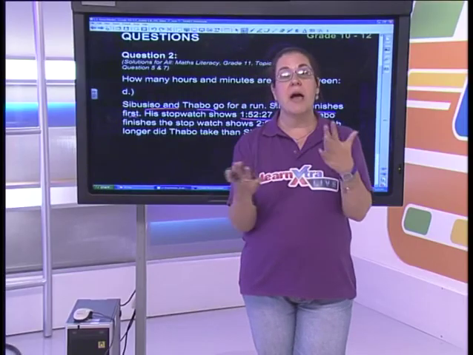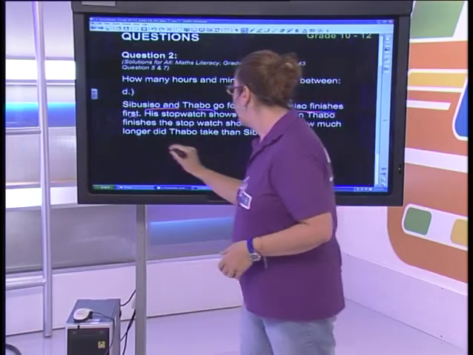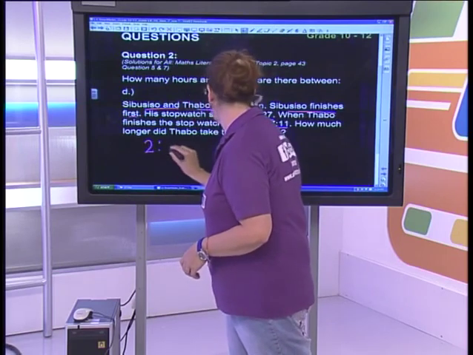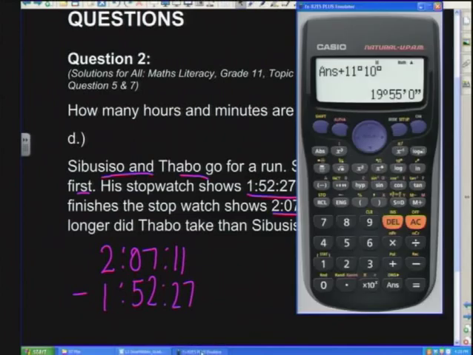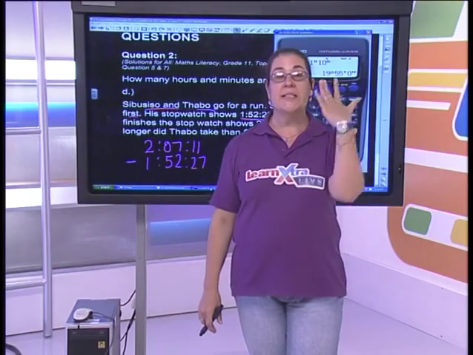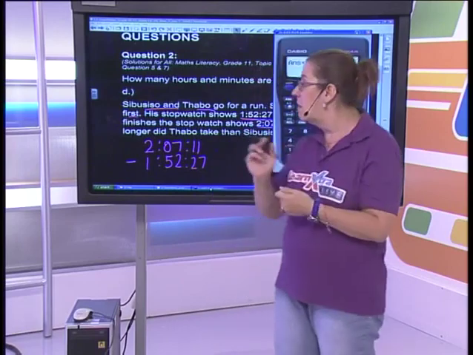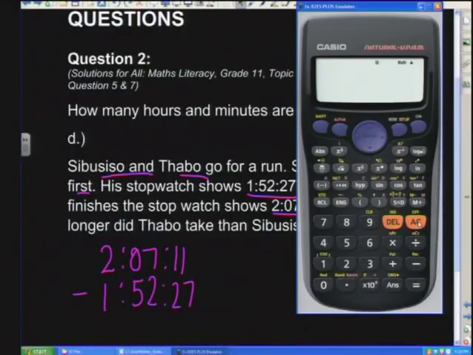What are we going to do? We're going to minus the one from the other. So on our calculators, we can type this in as 2:07:11 minus our 1:52.27. This button on the calculator is really wonderful, but what I really suggest, guys, is practice with it. Practice, do a whole lot of calculations just to make sure you understand it.